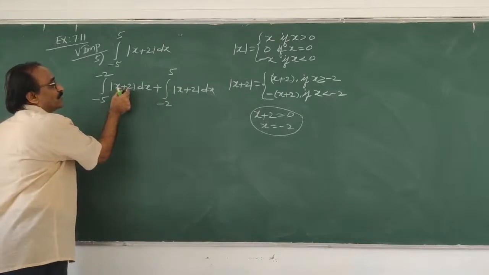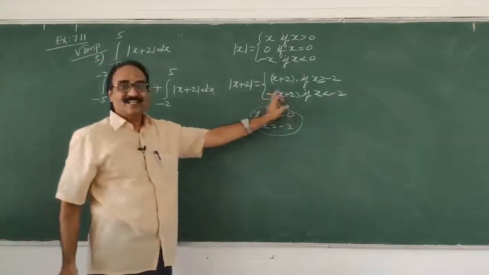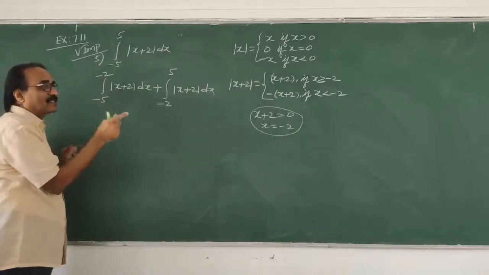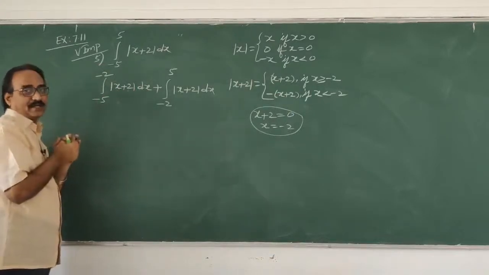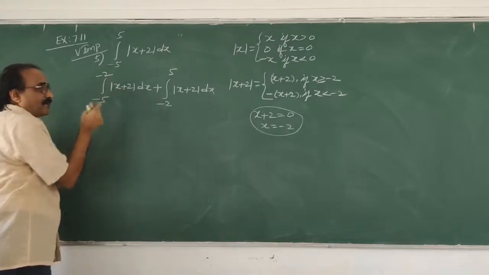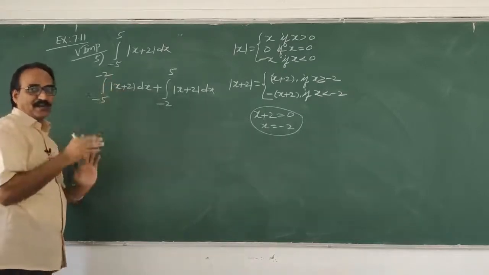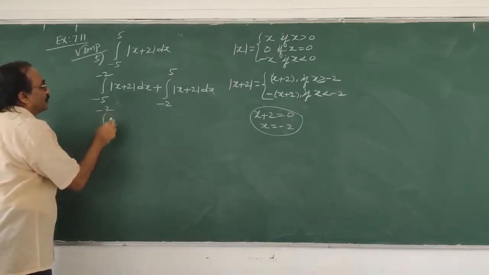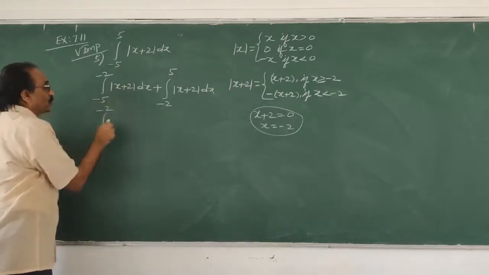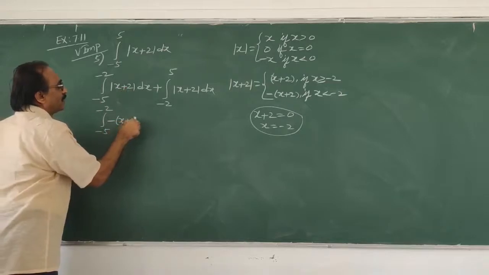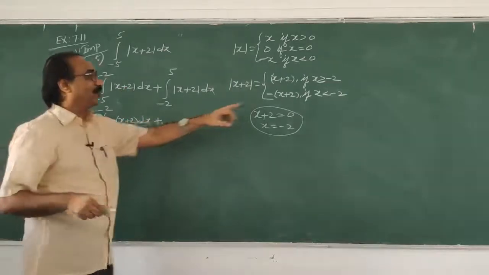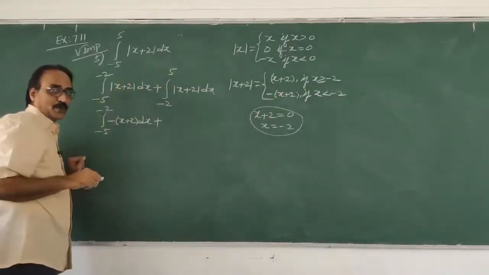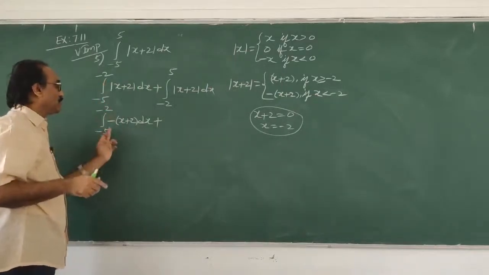Okay, minus 1 comes. Don't think that because minus mod is there it means minus 1, like that. So whenever you substitute a value in between, if you get minus, remove the mod and put minus before it. Whenever you substitute the value here, if you get positive, remove the mod and put plus before it. That's all you should know. So therefore, integral minus 5 to minus 2: I substituted minus 3, I'm getting negative. So minus of x plus 2, remove mod, put minus over it. Already I told you, less than minus 2 means it is negative only. If you don't know that, substitute the value, if you get negative, remove mod, put minus.